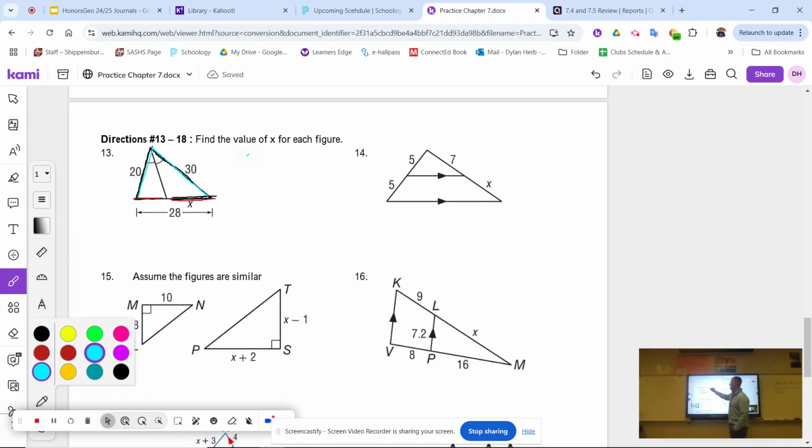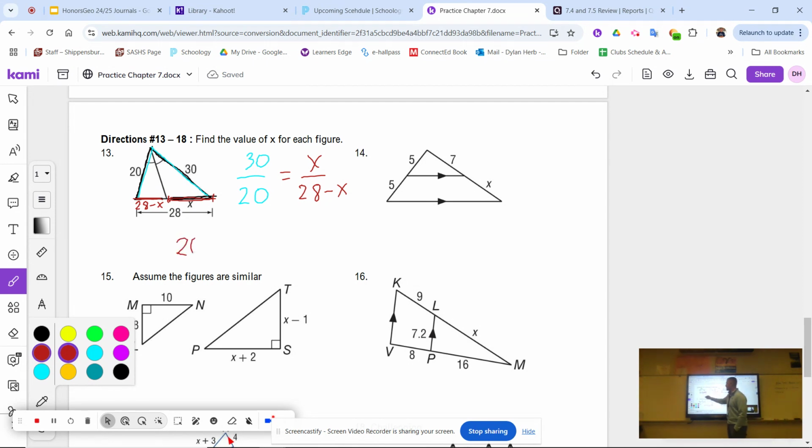So we have 30 is to 20 as this side length, which is x, is to this side length, which isn't labeled. But we have the whole length of 28. Then we have the other part, which is x. So I know that this little length has to be 28 minus x. So that's what we're going to put here, 28 minus x. And then you can cross multiply and solve that.